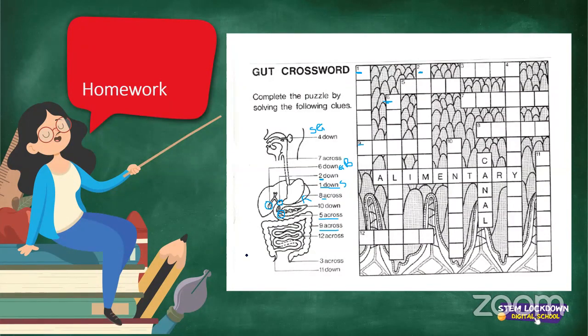9 across. Okay, so what happens in the colon? Daniel, what happens in the colon? What happens at the organ number 5? What's happening there? I need an answer, guys. What happens at number 5 across? Water is absorbed. Thank you, Mbonge. That is correct. Water is absorbed. And also remember that there are no enzymes which are released. And the colon forms part of the larger organ called the large intestine.